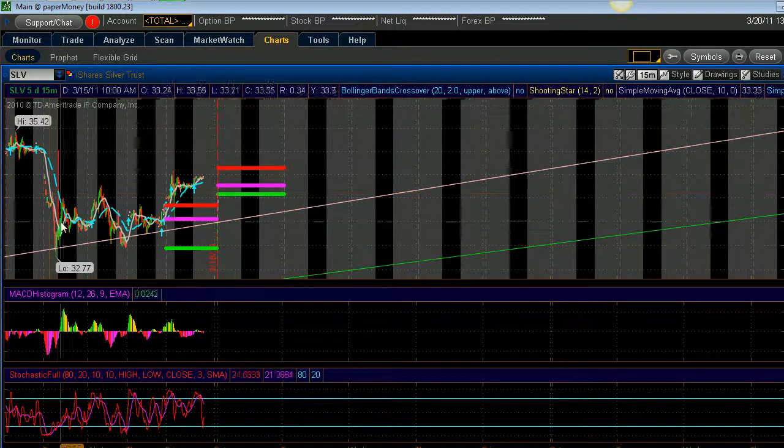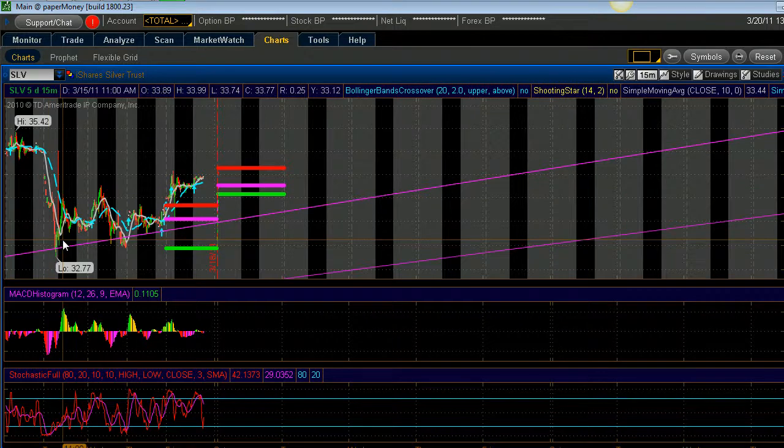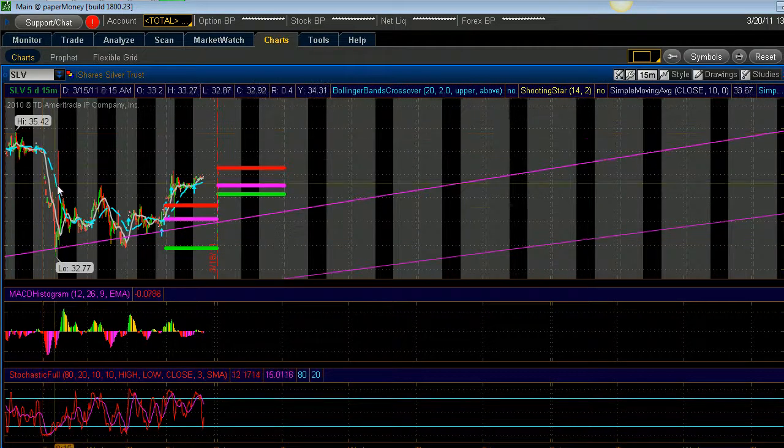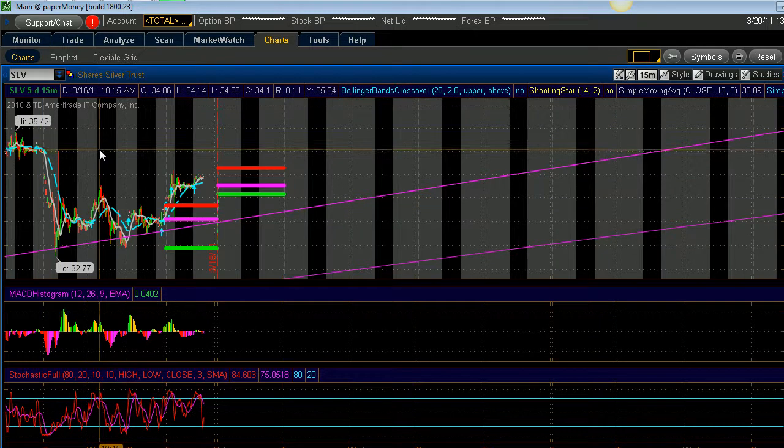So when I saw this bear flag, I was pretty convinced that the 10 crossed the 30 and that we were going to have a more sustained sell-off in silver. However, that was not the case.